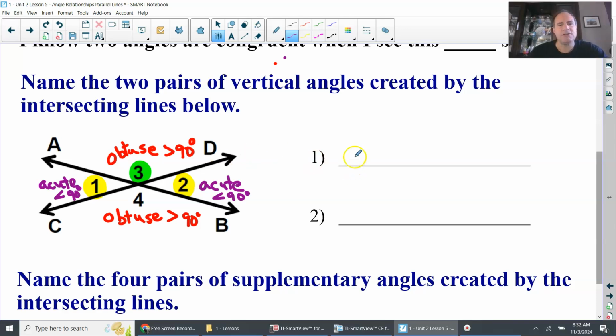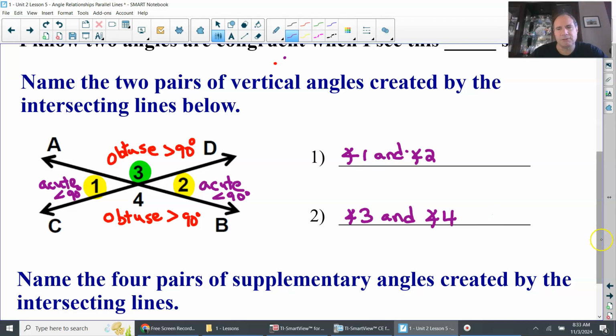So name the two pairs of vertical angles. We are going to name angle 1 and angle 2, vertical angles. Angle 3 and angle 4, vertical angles.